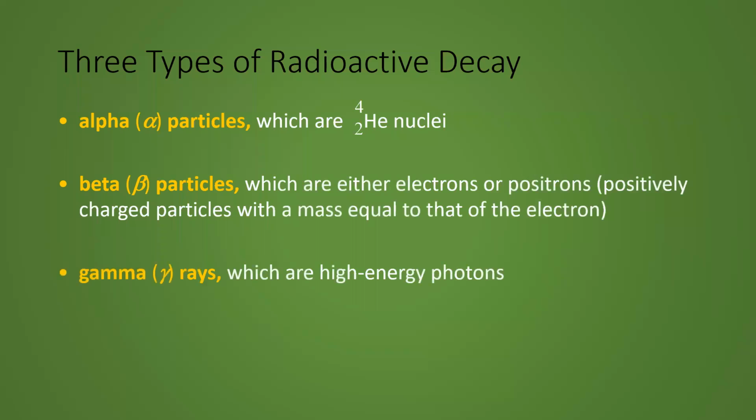Three main types here are alpha, beta, and gamma. Alpha particles are basically a helium nucleus. The helium nucleus has an atomic mass of 4 and an atomic number of 2. In the case of alpha particles, there are no electrons. It's just the nucleus. Beta particles are either electrons or positrons. Remember, electrons are negative particles. Positrons are basically the opposite of electrons. They're positively charged particles with a mass equal to that of an electron, but their charge is opposite to the electron.